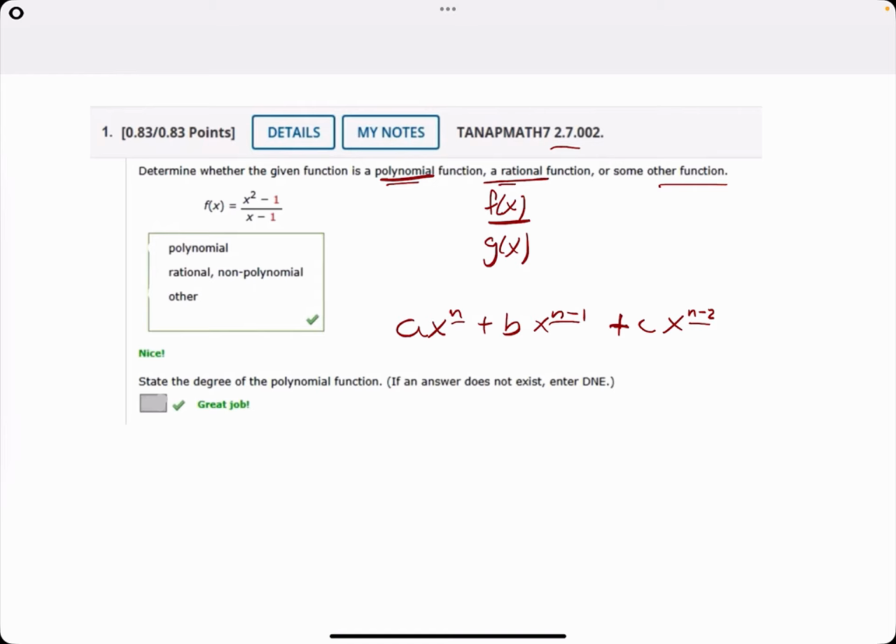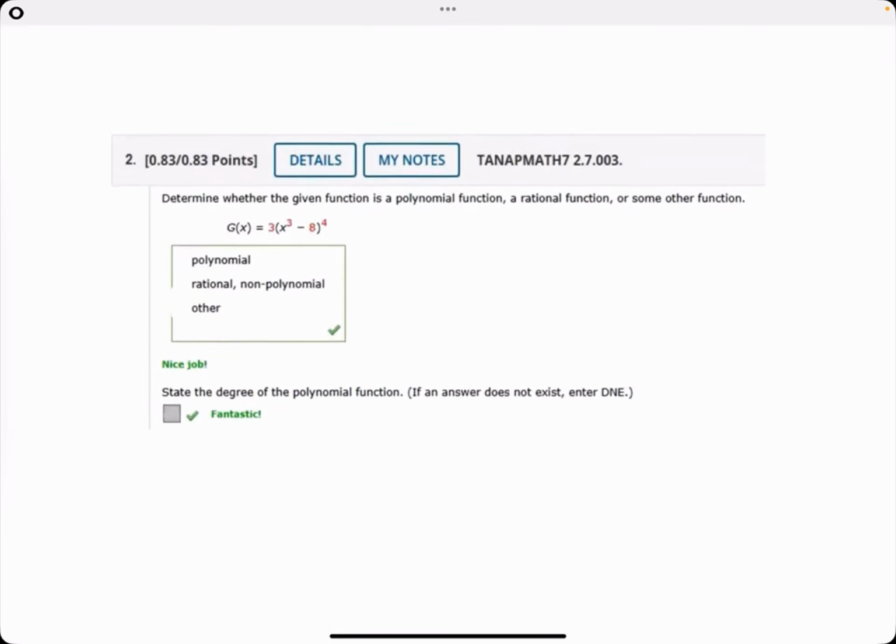So in this case, we have x's on top and bottom. I'm thinking rational for this one. And so if it's not polynomial, we just say DNE. For the degree, that refers to the highest x exponent of a polynomial.